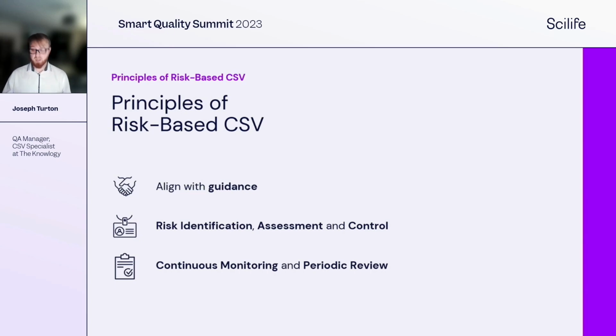Risk-based CSV isn't a one and done deal. Systems evolve, technologies advance, and correspondingly, the risk landscape shifts. And continuous monitoring ensures that we're always looking out for emerging risks. And periodic reviews are crucial to a risk-based approach. These check-ins ensure that our mitigation strategies still hold water and we can adapt them as necessary.